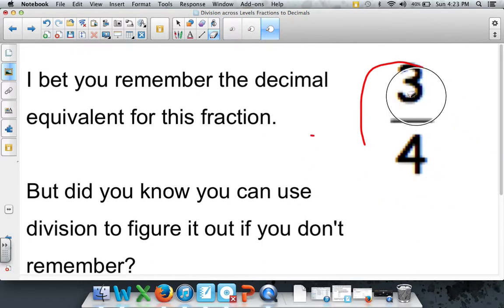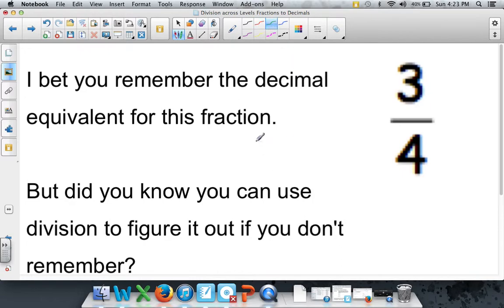Remember that 3/4 is 0.75. Well, we're going to figure this out without even memorizing. We're just going to do some division. What you want to do is make your little division box.